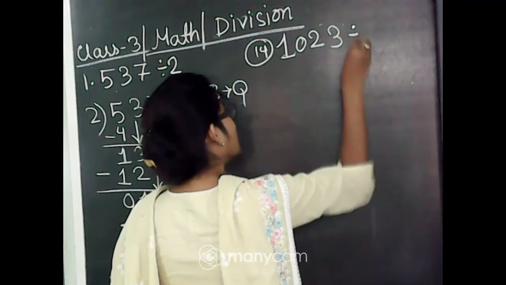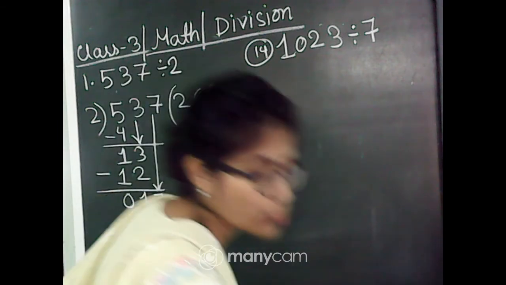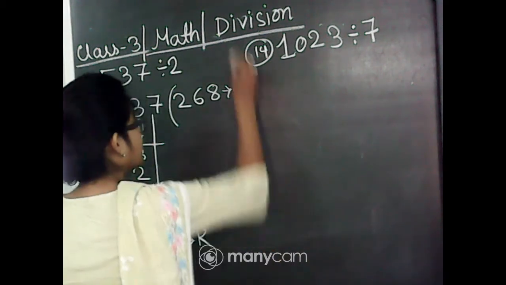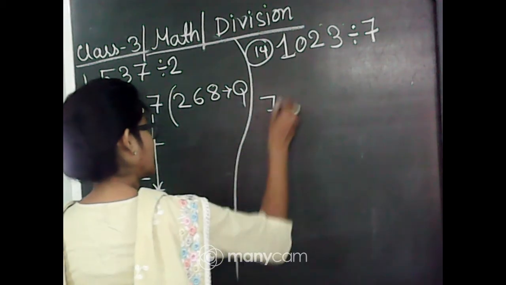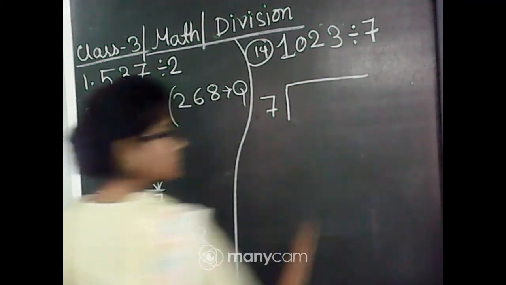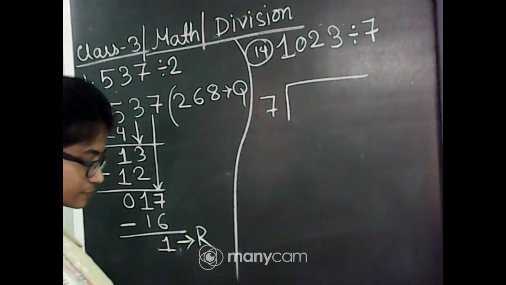1023 divided by 7. Now you have to find out the quotient and the remainder. Okay. Now see, in your book it has been given like this: 7. So in this way also I did one division. I tried to do the division.